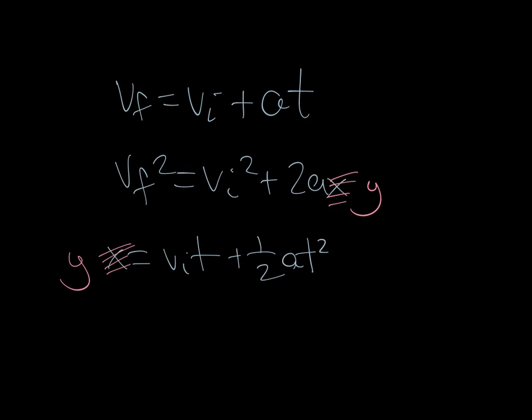When I drop an object, what's VI? When it's dropped? 0. That's a key. Write that down. When an object is dropped, VI is 0.